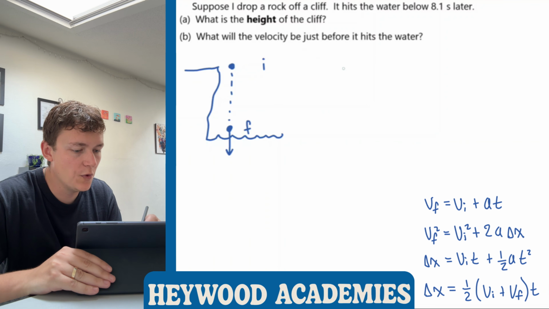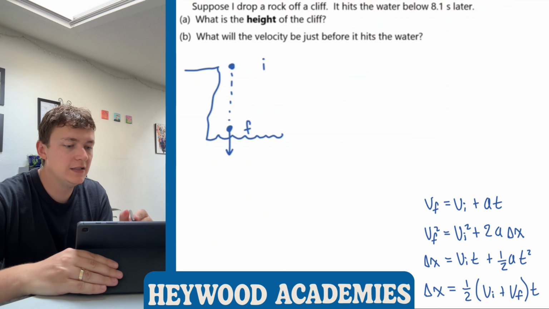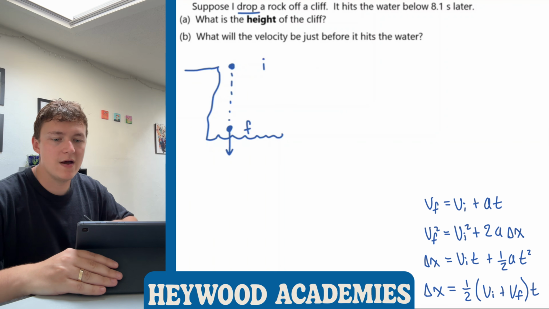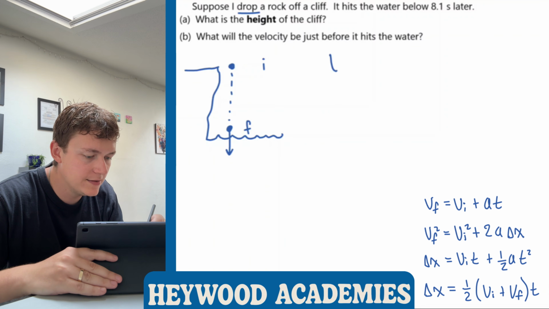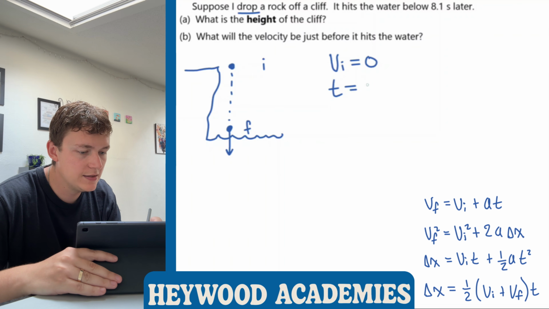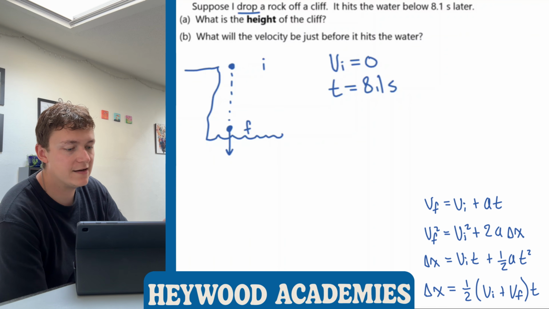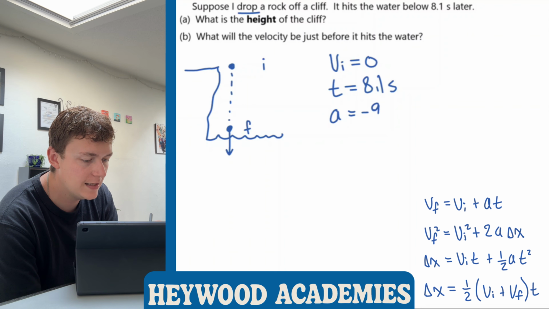Then we can write out what they gave us and what they're asking us to solve for. When they say I drop a rock off a cliff, drop implies that they're not throwing it off with a certain amount of velocity, they're just holding it and then dropping it. So the initial velocity is equal to 0. They told us the time is 8.1 seconds. They didn't tell us the acceleration, but we know that for any projectile or free fall problem, our acceleration is negative 9.8 meters per second squared.